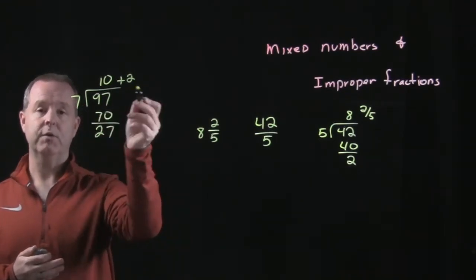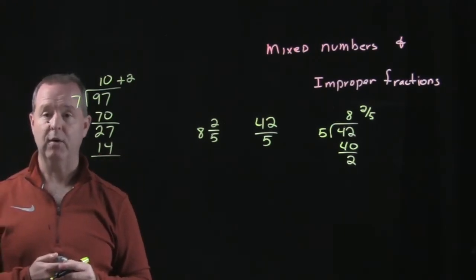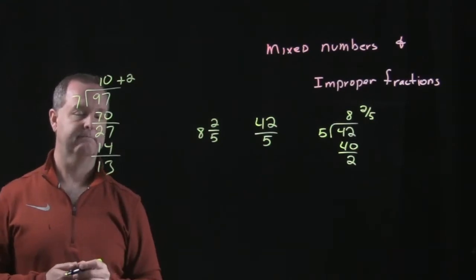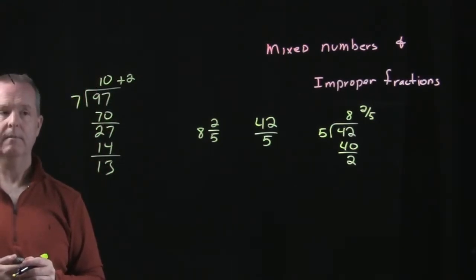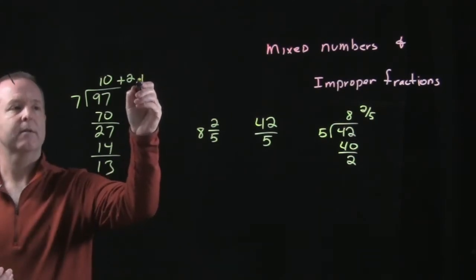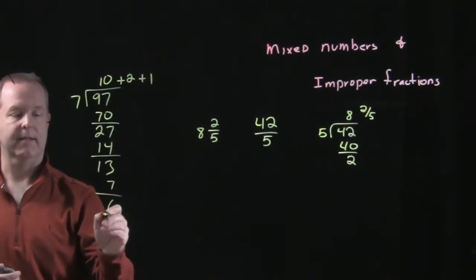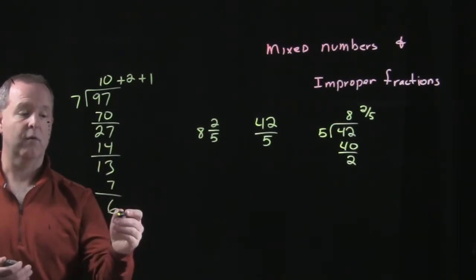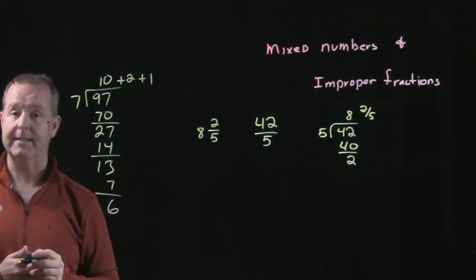2 7s or 2 chunks of 7 is 14. What's my remainder, or how much do I have left over? I have 13 left over. Can I take another chunk or another group of 7 out? Yeah, I think I can take 1 more 7 out. Take 1 more 7 out. I'm left with 6. 6 now is my remainder, my leftover. There's no more groupings of 7 that fit into that 6.